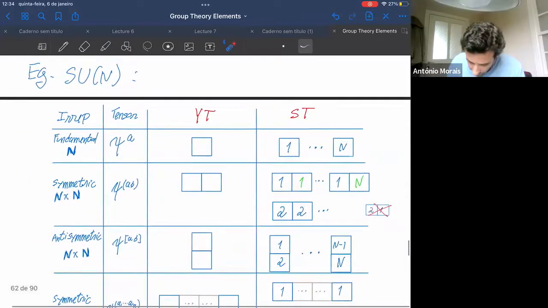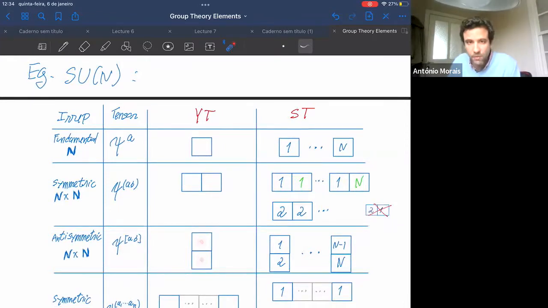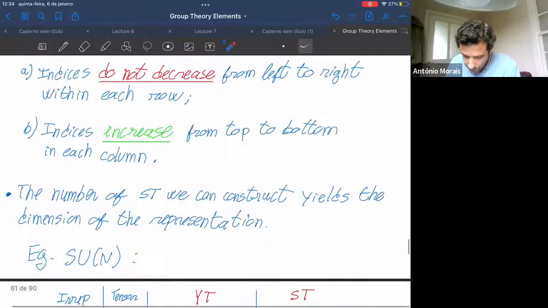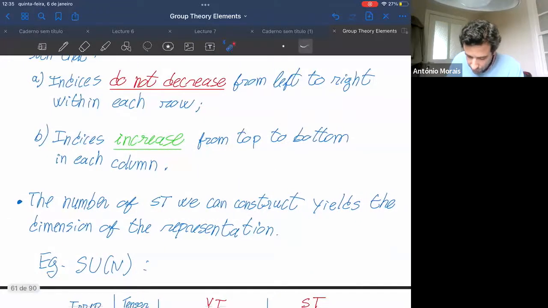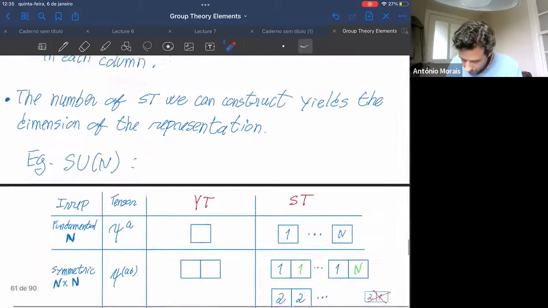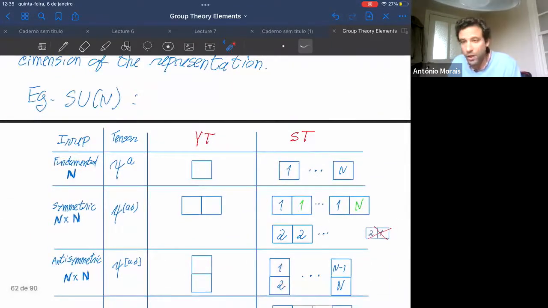But it comes about if you are talking about antisymmetric. So an antisymmetric tensor would be a column, as you can see here. And now you don't have anything to do with rule A. So do not decrease from left to right does not apply here because we only have one column. But rule B would apply. So indices have to increase from top to bottom in each column. So you have 1 2. You cannot have 1 1. 1 2, 1 3, 1 4, 1 5, 1 n.